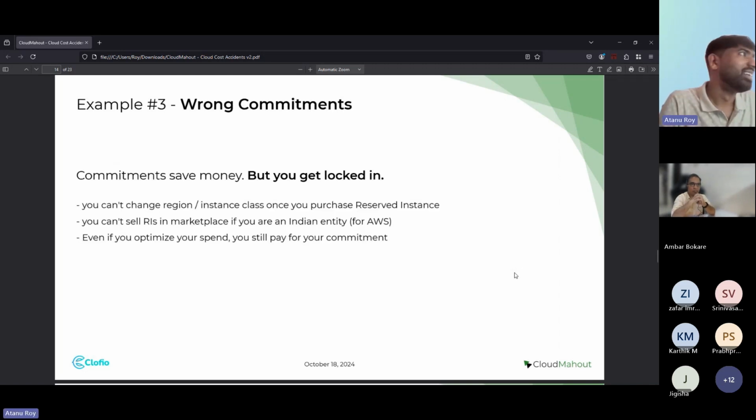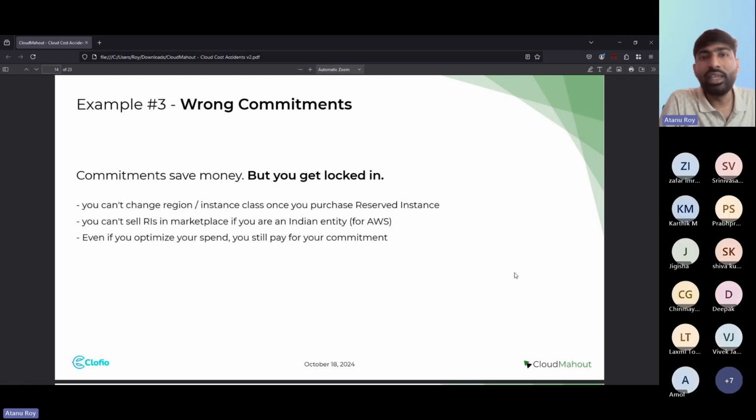Let's move to the next one. Commitments, right? We talked about commitments in the beginning, in how cloud pricing works, and we are going to talk about how commitment can go wrong, correct? And we believe this: a poorly taken commitment is way worse than not having a commitment. We are going to talk about that.